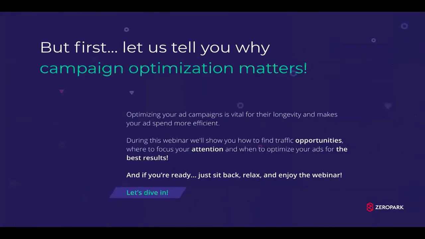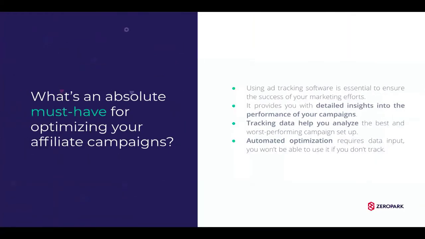So guys, why do we need to optimize our campaigns? Basically, unfortunately, we're not all made out of money. So we need to make sure that every single dollar counts, that we know what's working so that we're spending our money on the top performing results, on the best data, on the best campaigns so that we're making as much money as possible. So basically, the essential way to do this is by having a tracking solution.